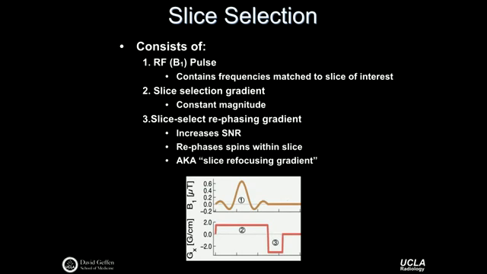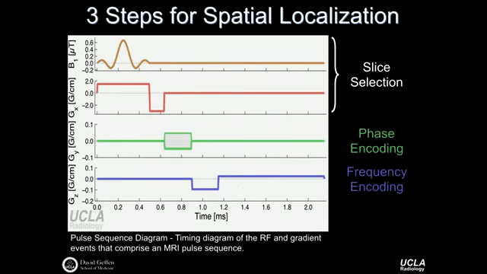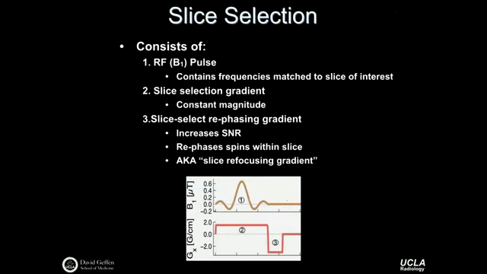So let's talk about slice selection again. Hopefully this isn't too repetitive, but there's really three important components to it. And I would expect, for example, that on an exam, you'd be able to sort of label and tell me everything that's going on in a figure like this, whether it's this pulse sequence or perhaps another. Okay, so what's going on here when we just look at slice selection? Well, there's really three principal components to it.